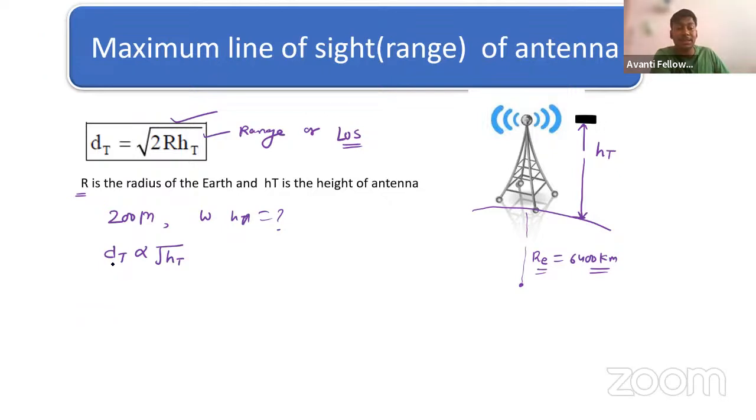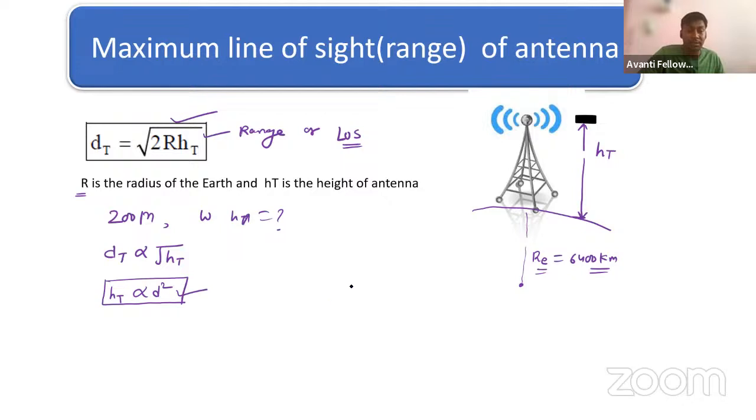If the range is increased, then we need to increase the height as a square root of this function. Like if I am taking ht equal to d square, if the height is increased, then the range is increased as the d square form. Okay.